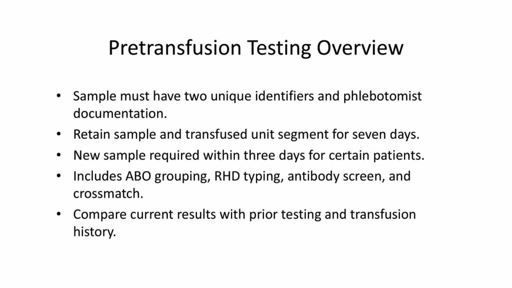The testing process includes several key components. ABO grouping and RHD typing are performed. Notably, weak D testing is not required for patients. An antibody screen is conducted to detect unexpected antibodies. A crossmatch is performed, although an autocontrol is not required. It is essential to compare current results with prior testing. This includes reviewing the patient's ABO group, RHD type, any previous difficulties in blood typing, a list of clinically significant antibodies, and any history of transfusion reactions. Special transfusion requirements should also be noted.